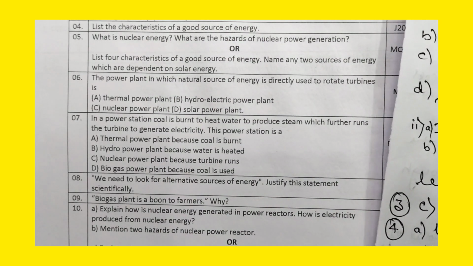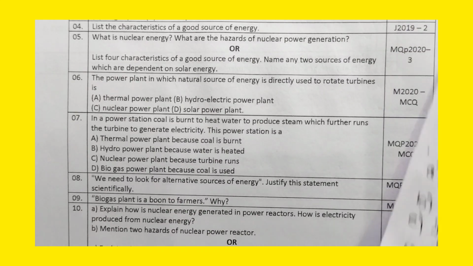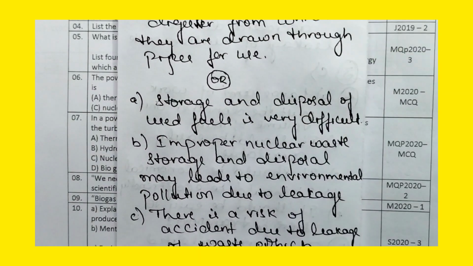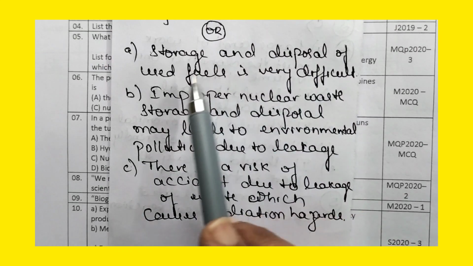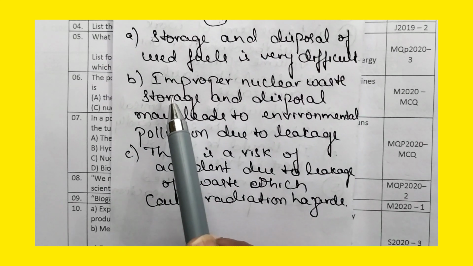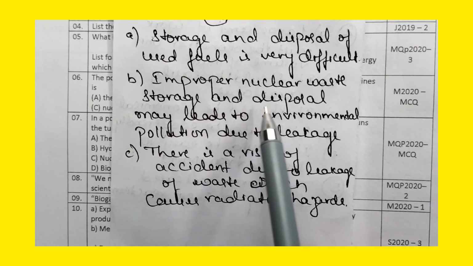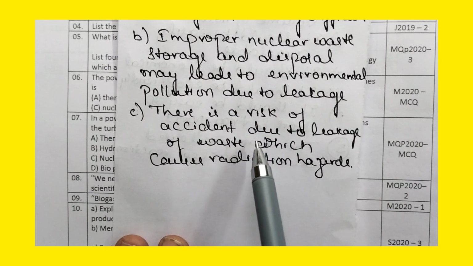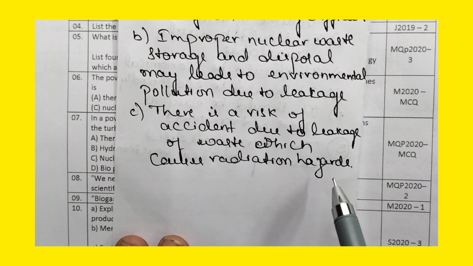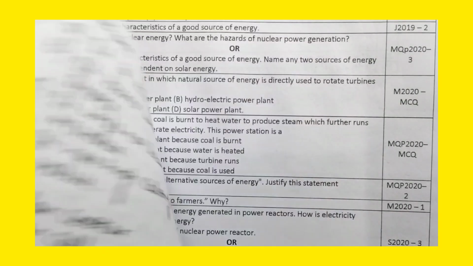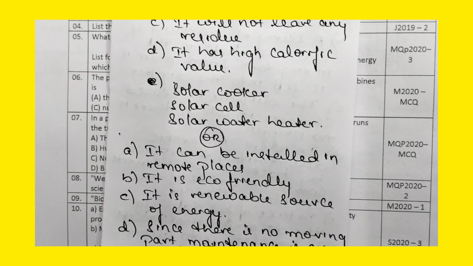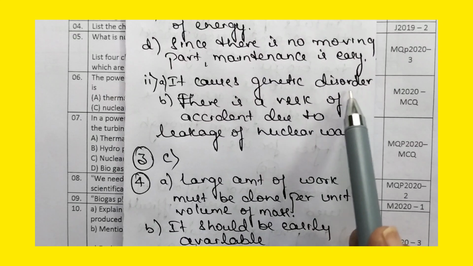Next, what are the hazards of nuclear power generation? We have already written the hazards. First, storage and disposal of used fuel is very difficult. Improper nuclear waste storage and disposal may lead to environmental pollution due to leakage. There is a risk of accident due to leakage of waste which causes radiation hazards. Even you can write that it causes genetic disorder.